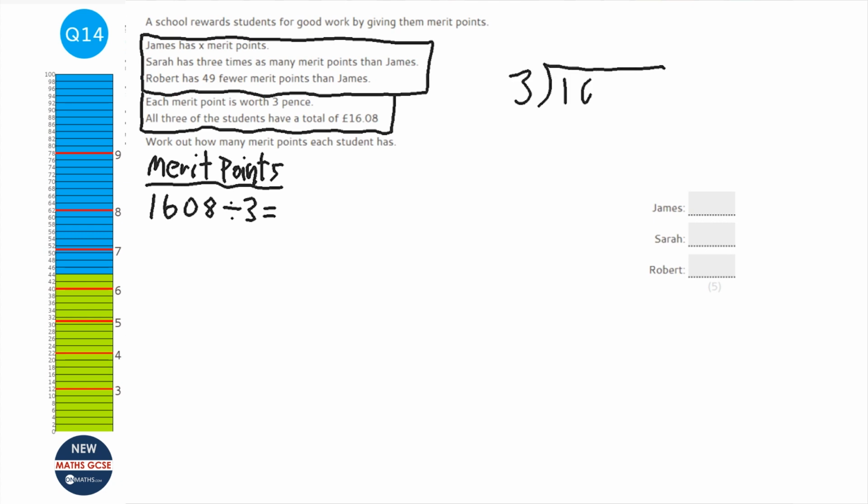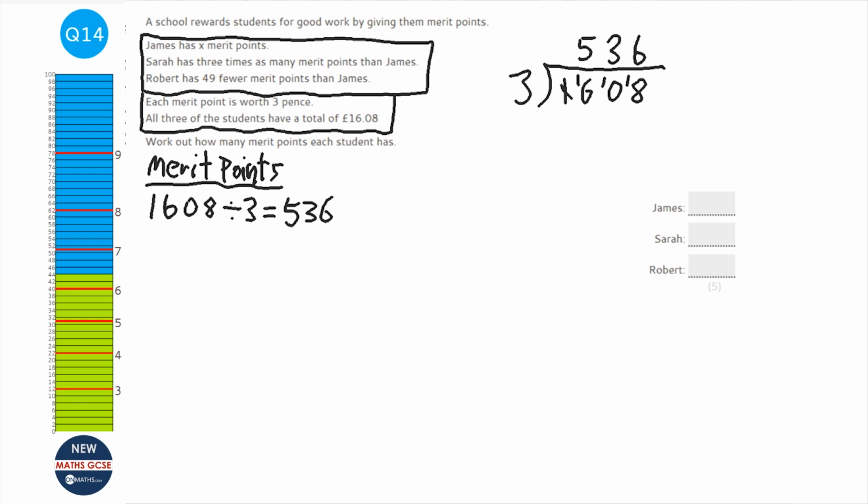So 1608. 3's into 1 don't go, that makes that 16. 3's into 16 go 5, carry 1. 3's into 10 go 3, carry 1. 3's into 18 go 6. So 536 merit points. Okay, next we need to work out how many James, Sarah and Robert have.